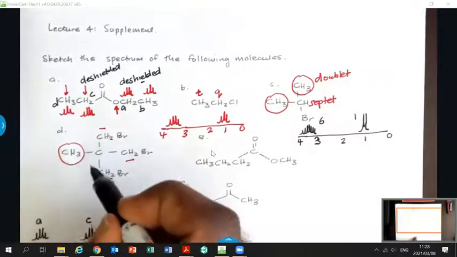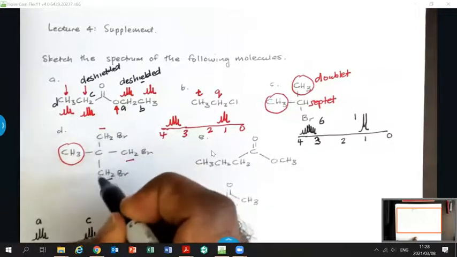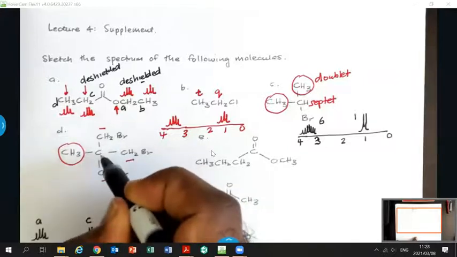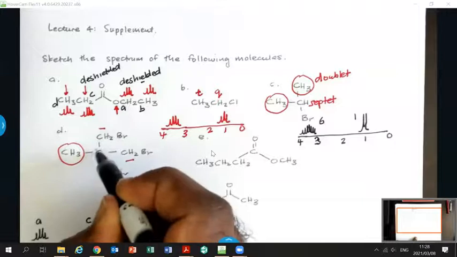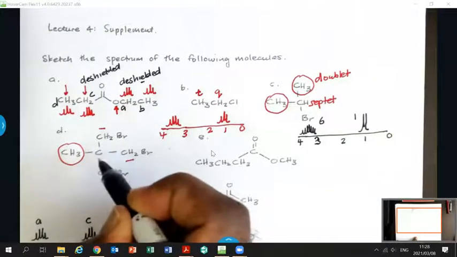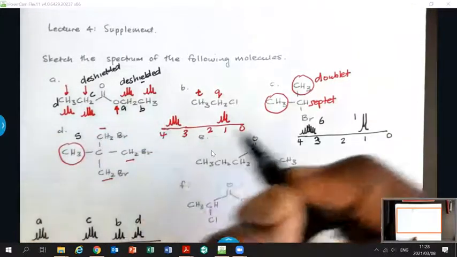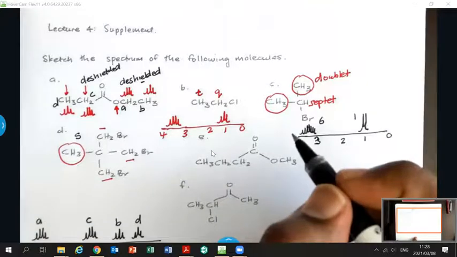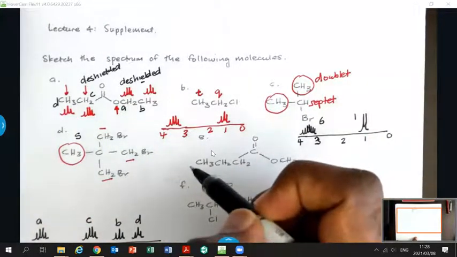There's the proton on the carbon, and I look at my adjacent carbon. My adjacent carbon doesn't have any protons on it. It's just got carbons on it. So this protonated group here doesn't have any neighbors, n equals 0. If n equals 0, I'll just see a singlet. 0 plus 1 is 1. So I'm not going to see any multiplicity here. I'll just see a singlet for that, right?